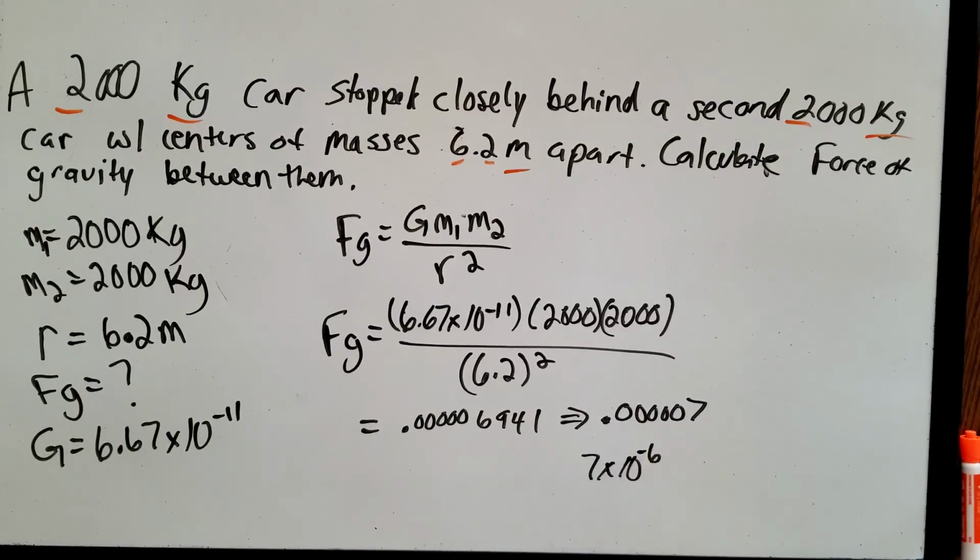So you want the negative if the number is less than 1. Can't remember if I did that on that last one, hopefully I did. So 7 times 10 to the negative 6th. So this is a larger number than the last problem. So the gravitational force is larger when the mass is larger.